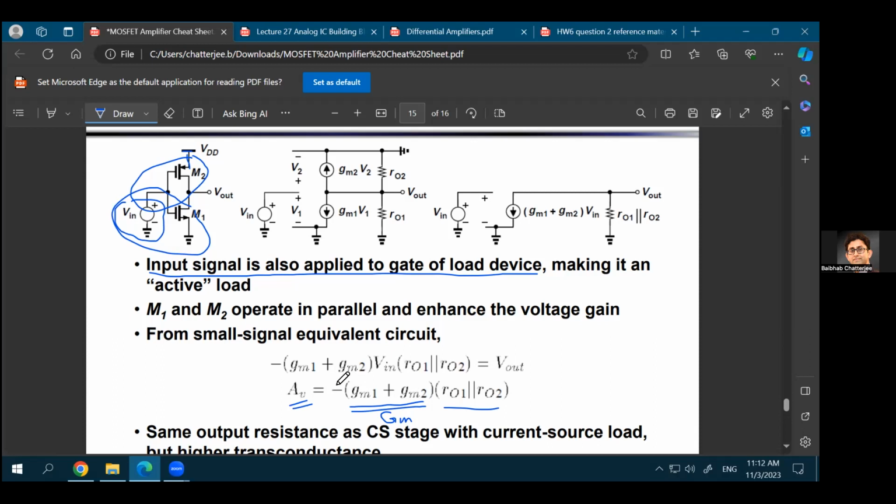Okay. So in this case also you can get even more gain, because in the previous case you had GM1 multiplied with RO1 parallel with RO2. That was the current source load. Now you are almost doubling it, assuming that the GMs of M1 and M2 are equal, you are doubling the gain even more. Right? So this is another way to increase the gain to a much larger value.